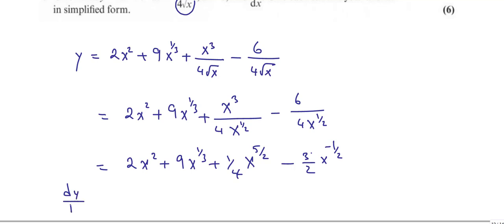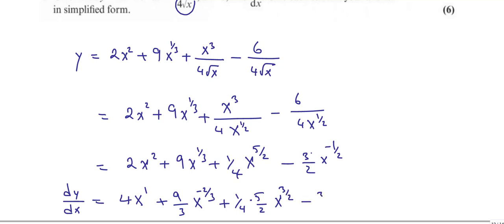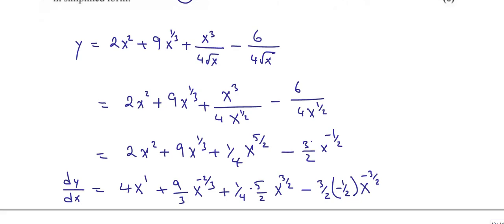So dy by dx, let's differentiate. Multiply by the power, subtract 1 from the power. Again, multiply by the power, subtract 1 from the power. Same thing here. Multiply by the power, subtract 1 from the power. And continue.